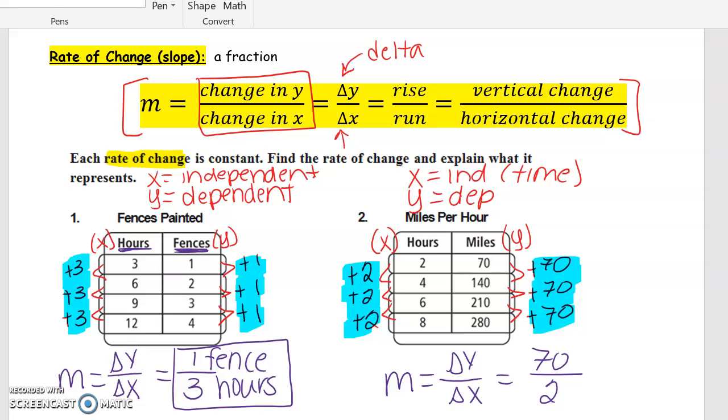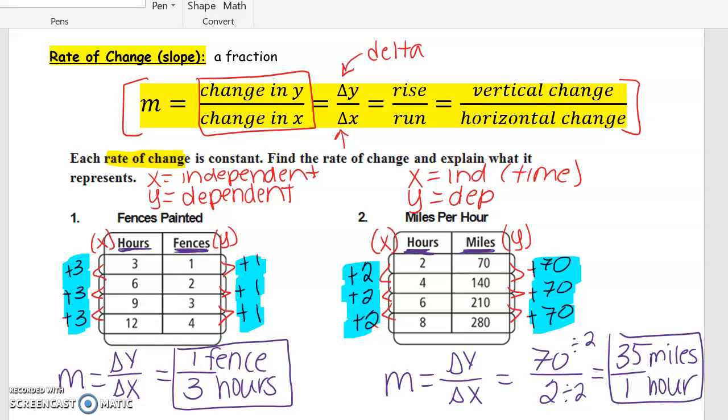So now, I told you in the last problem, we want to make sure we simplify if we can. So 70 over 2 can be simplified. If I divide top and bottom by 2, that gives me 35 over 1. Okay, now that my fraction is simplified, I want to make sure I include my variables that the problem gave me. So my y value was miles, so I'm going 35 miles for every 1 hour. All right, and we want to make sure that you guys include those in your answers, because that gives meaning to the problem.